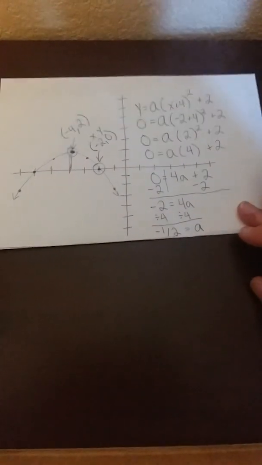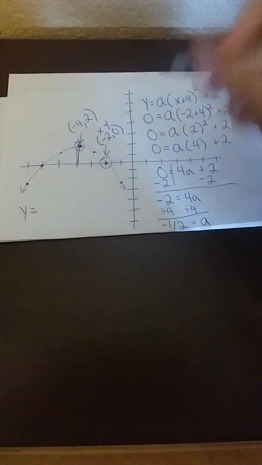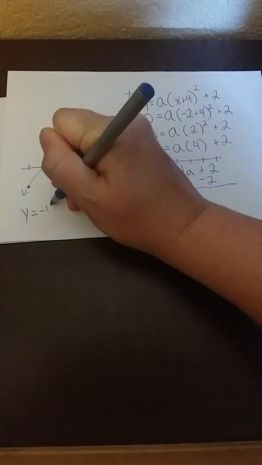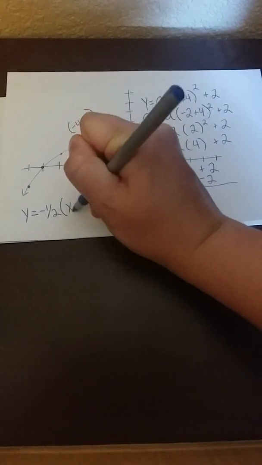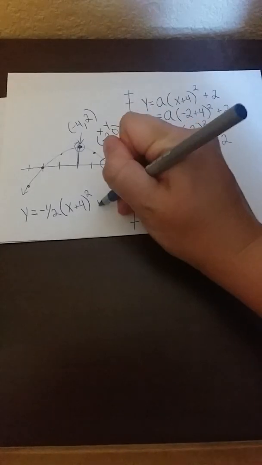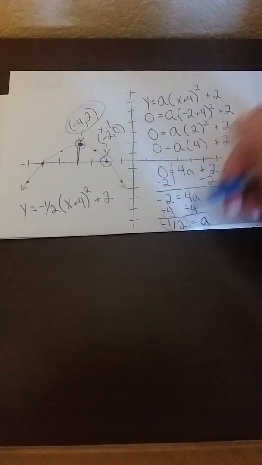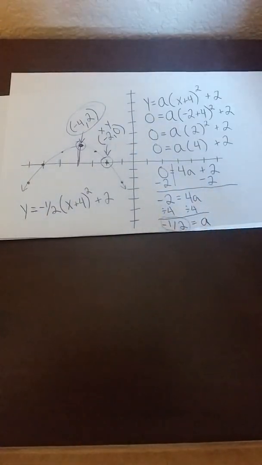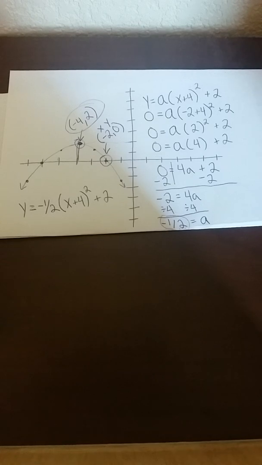So now we're going to write our function. So this is y equals, I'm going to use negative 1/2 for a, because that's what I just found out it was. Put in my vertex, x plus 4 squared, and then plus 2. So I'm using my vertex, and what I just found out a was, my y and my x go back to being variables. Let's look at one more example.